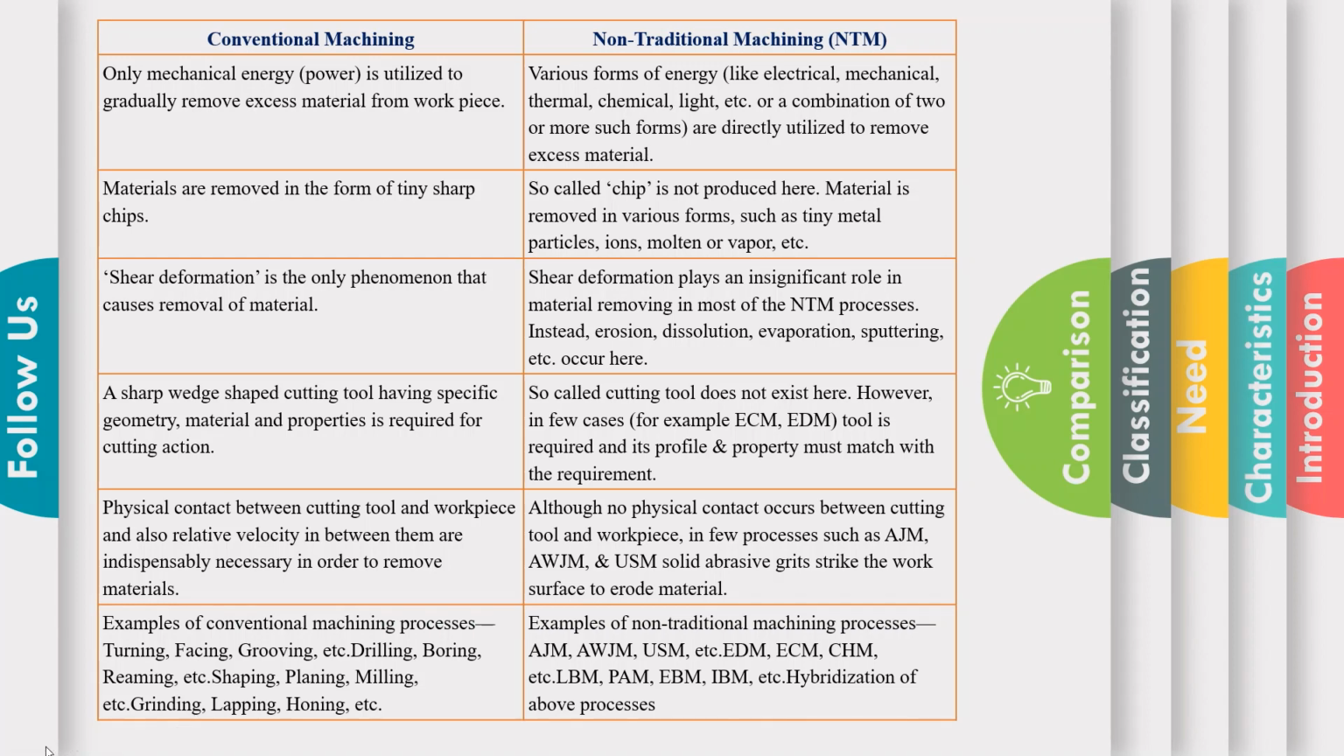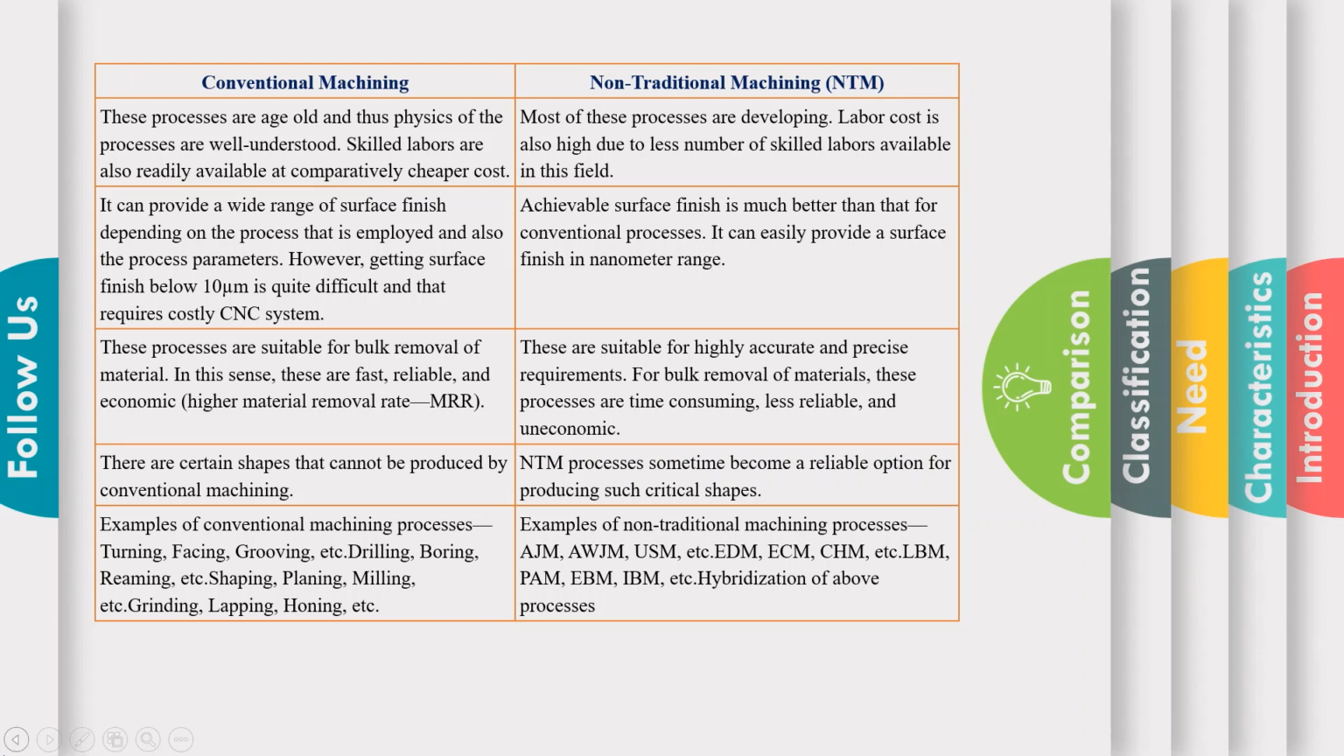Next point about conventional machining is that conventional machining processes are old. Thus, the physics of the process is well understood. So, skilled labor is also readily available at comparatively cheaper cost. But for non-traditional machining, most of these processes are developing. Labor cost is also high due to the smaller number of skilled laborers available in this field.